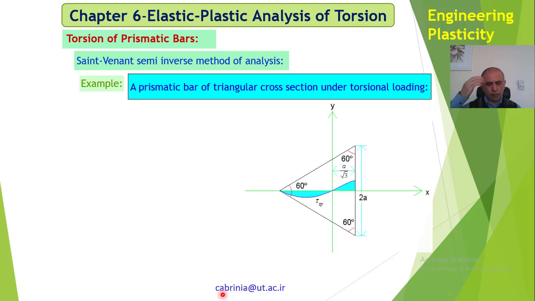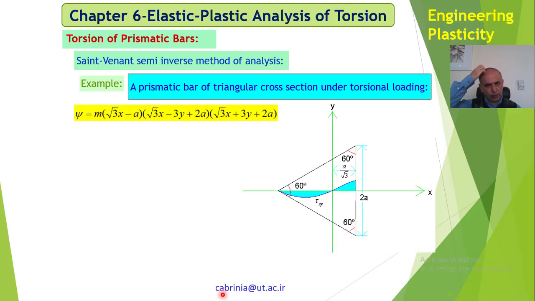Now this is another example. Here we have a prismatic bar of triangular cross section under torsional loading. Psi is equal to M. Now this triangle has equal sides. So it's an equilateral triangle, 60 degrees, all angles equal to each other.